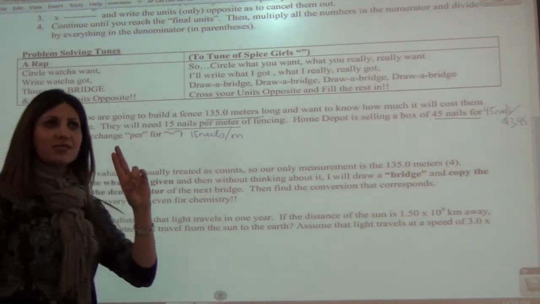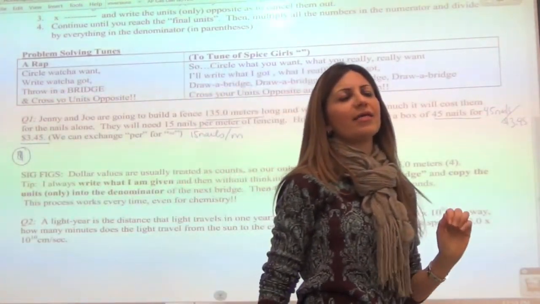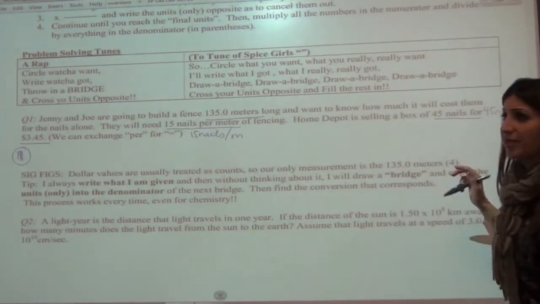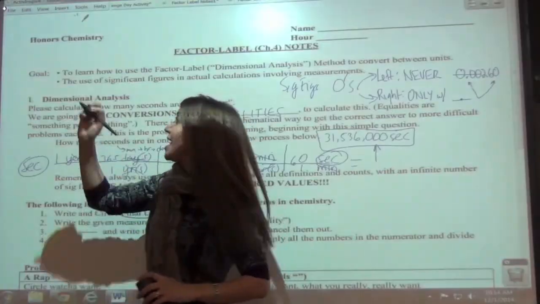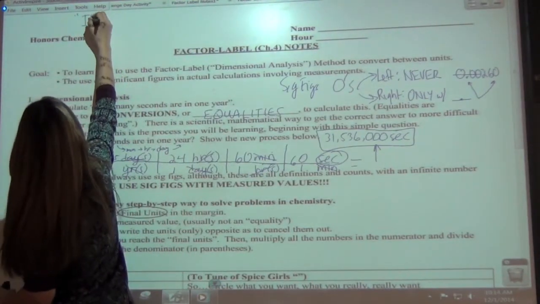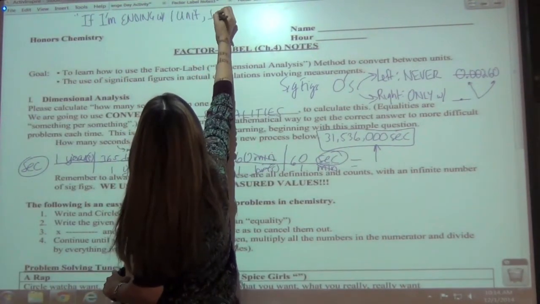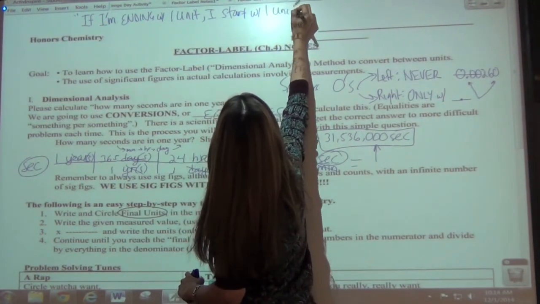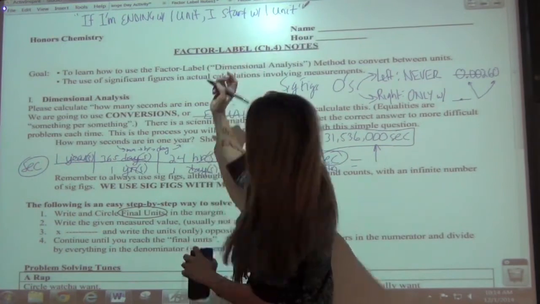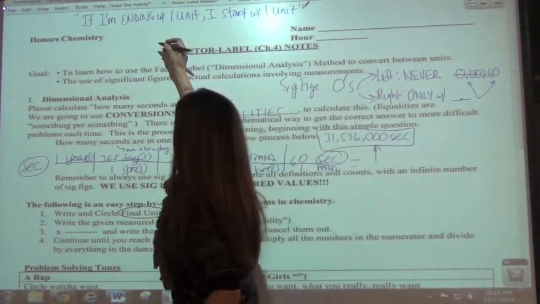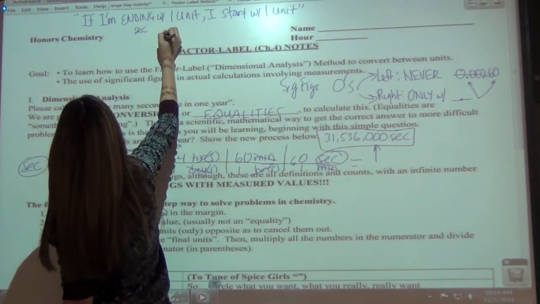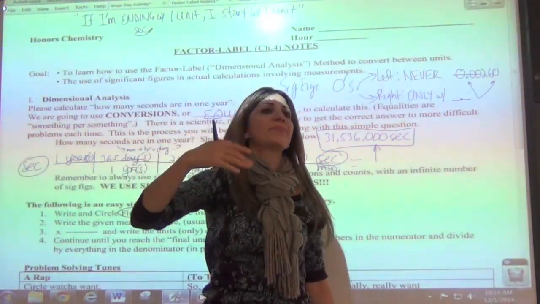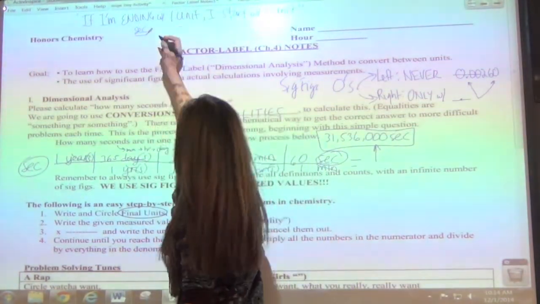The second hardest part of this is to write what you've got. There are 3 options. We can start here, here, or here. And I'm going to tell you, you're going to write this down: if I'm ending with 1 unit, because it's really hard to figure out, I start with 1 unit. What I mean by this is, if you're ending with something like seconds, which would be considered 1 unit, instead of something per second, that would be 2 units.